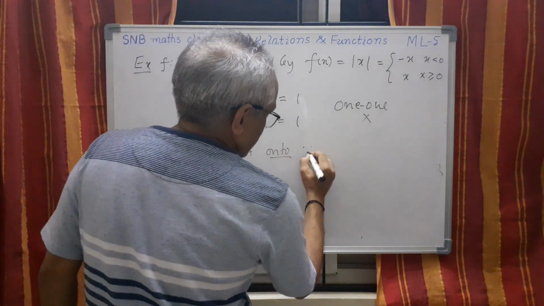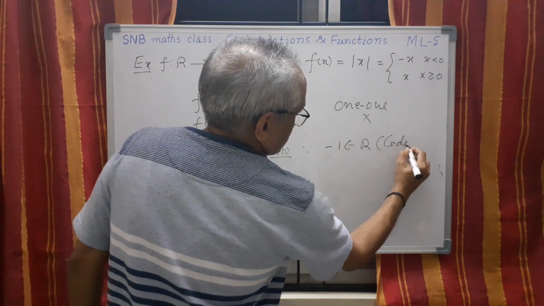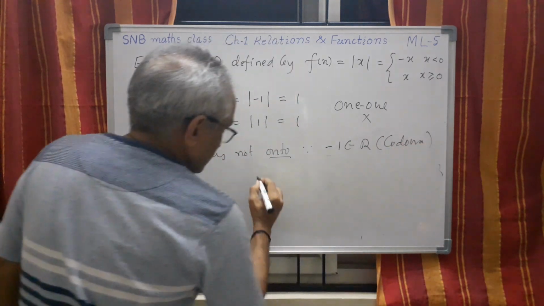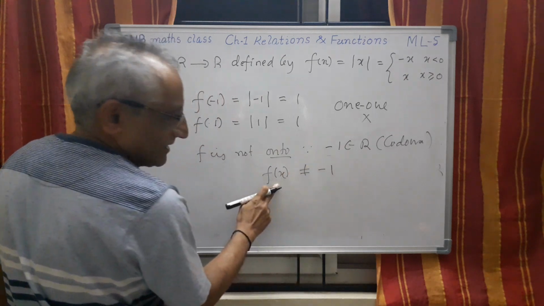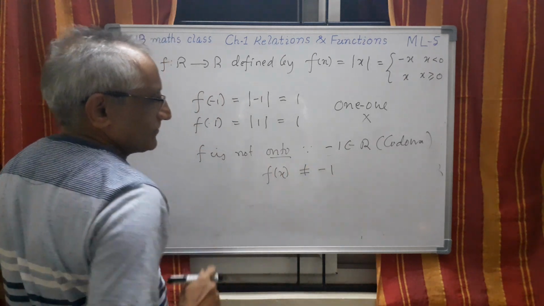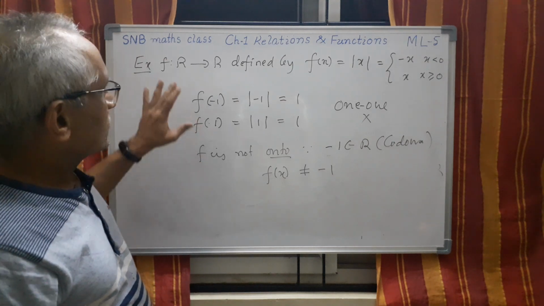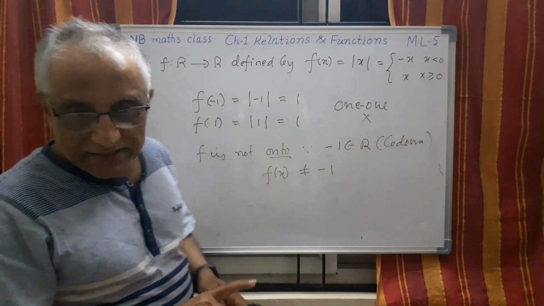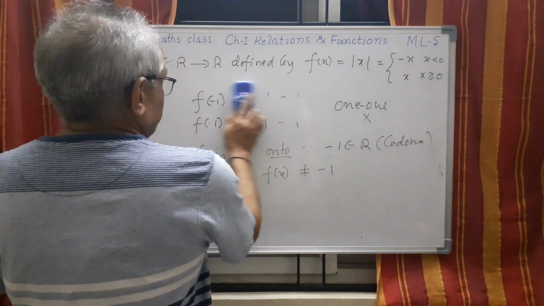also, because for example minus 1 belongs to R, here codomain, but f of x cannot be equal to minus 1 for any value x, because mod x cannot be negative. Therefore this clearly shows it is not onto. Therefore this is an example which is neither 1-1 nor onto.